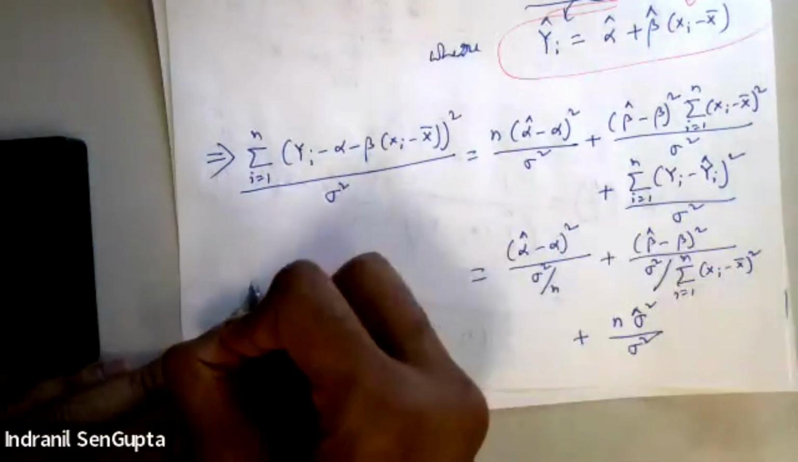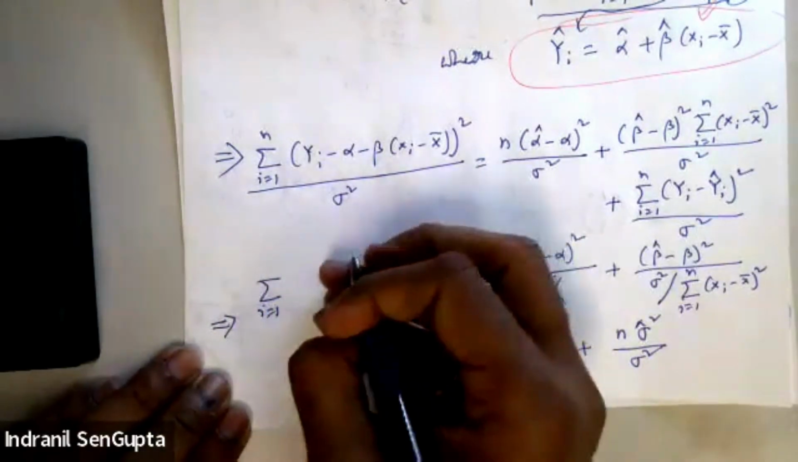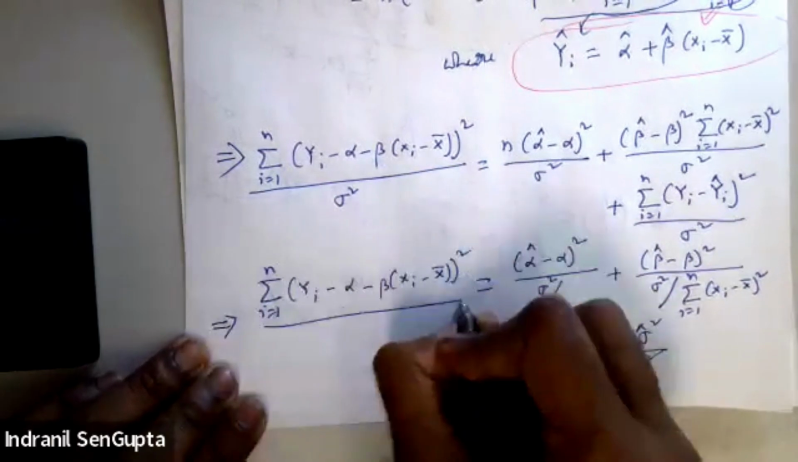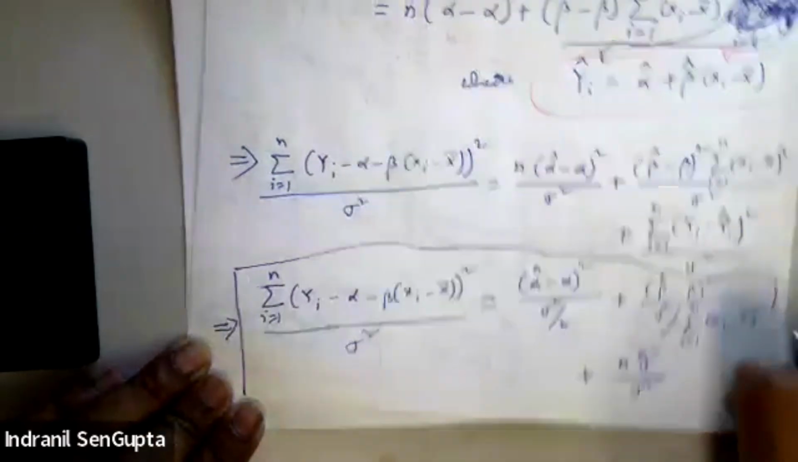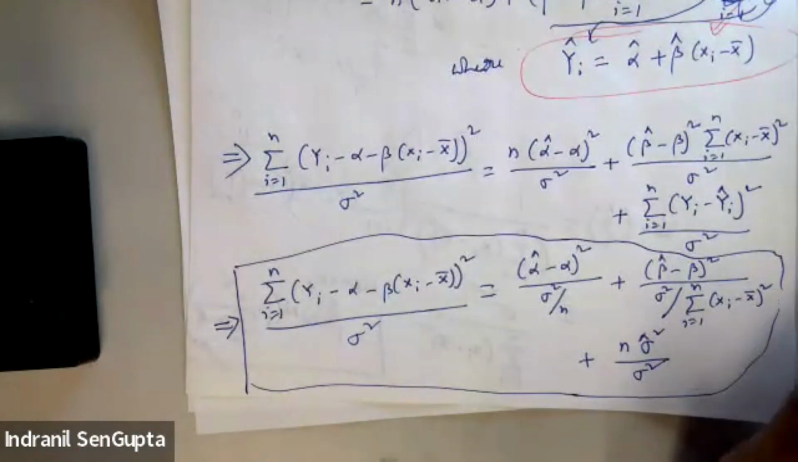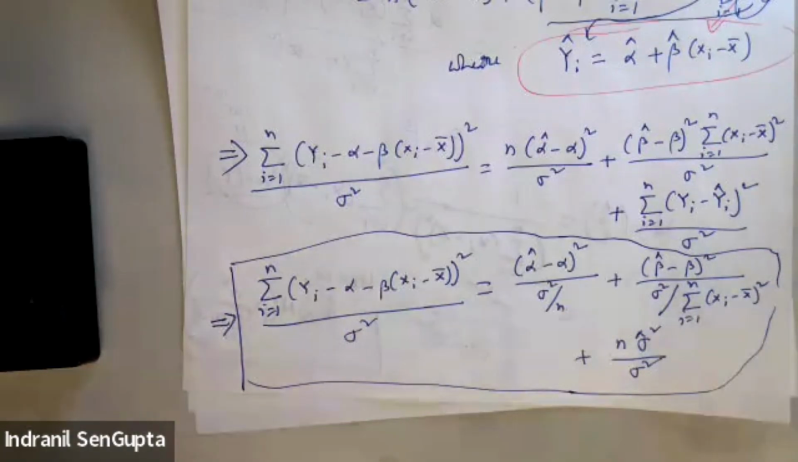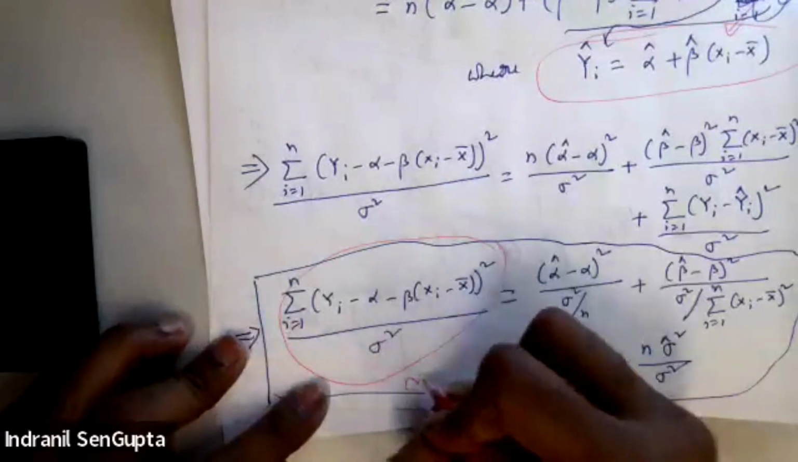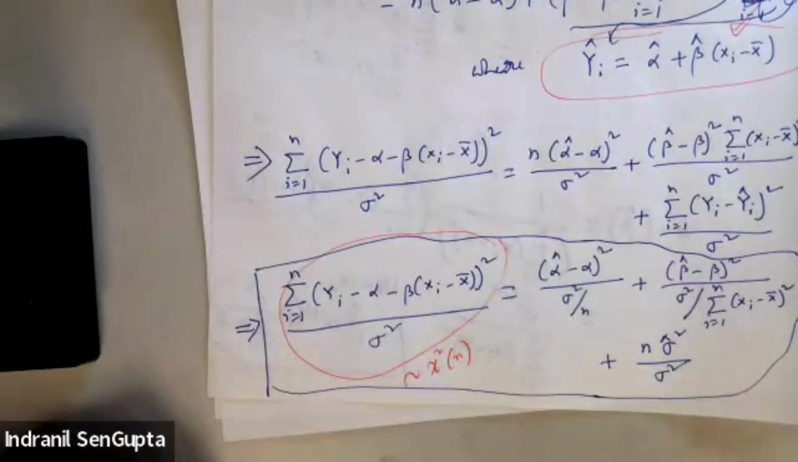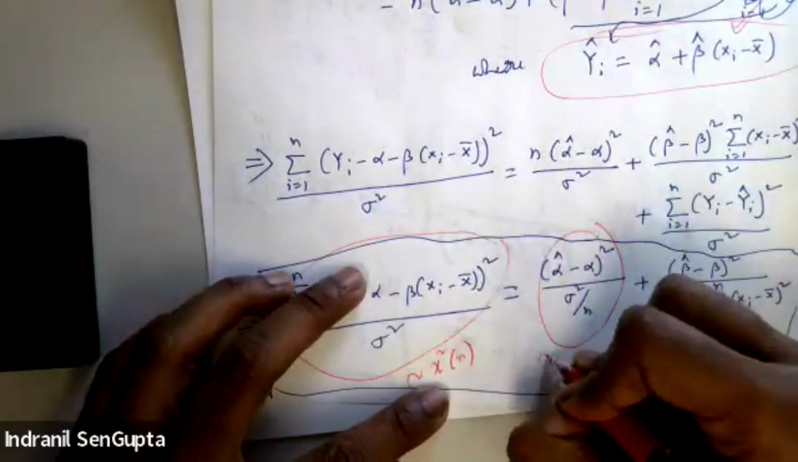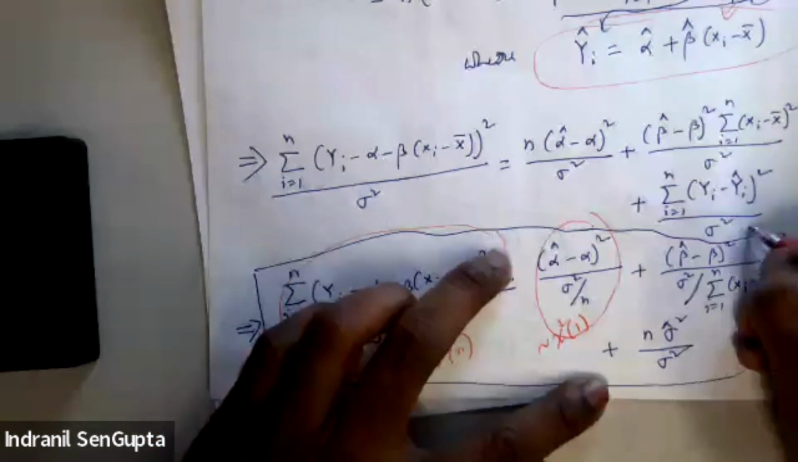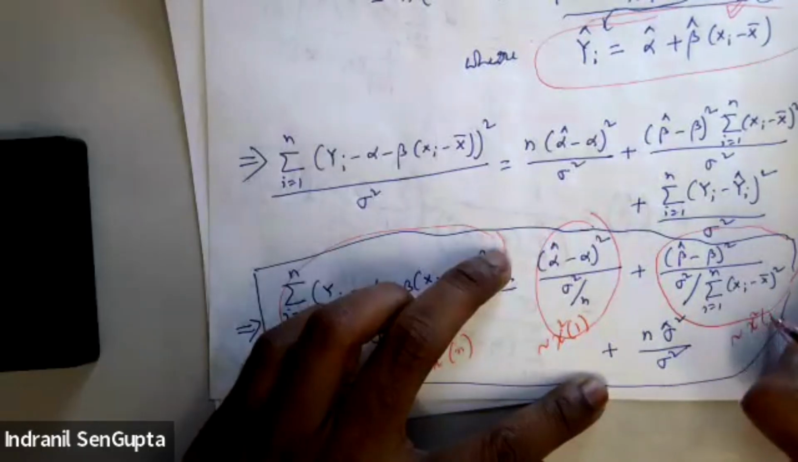Since I wrote everything, let me just write the first one as well: beta (xi minus x bar) squared over sigma squared. So this is the relation that we derived. Now, first of all, what kind of distribution does it follow? This is the sum of independent normal distributions, so this quantity has got to be chi squared n. What about this one? It's one variable, so it's chi squared 1. Now this beta hat also, we have already proved by theorem 2, is chi squared 1.